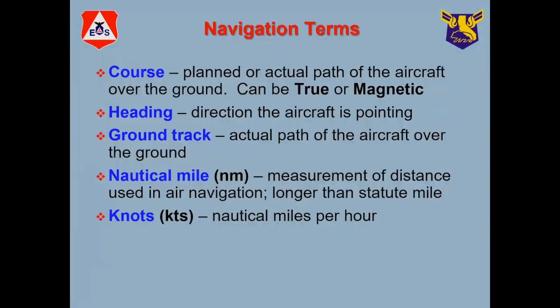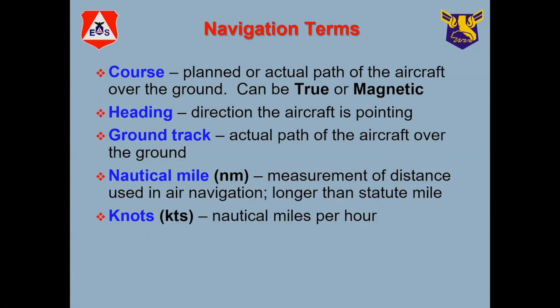So we have to define the terms first that were part of the objectives. The first is the course. Our course is actually our planned or actual path of the aircraft over the ground, which can be true or magnetic. Magnetic means that we're pointing towards the magnetic pole as north, and true is true north. So there's a difference because when you look at a map, you're looking at true longitudes and latitudes, and when you're in the airplane, you're following magnetic because you're following the compass.